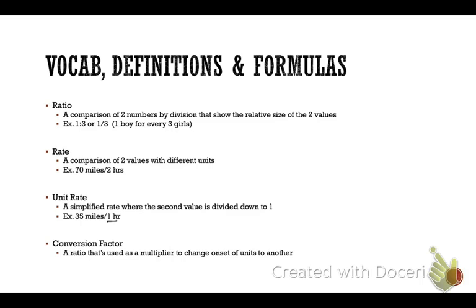bottom number is 1. Now finally, when we do some conversions, we're going to need to have a conversion factor. That is a multiplier that changes one set of units to another. So this should say one set of units to another.